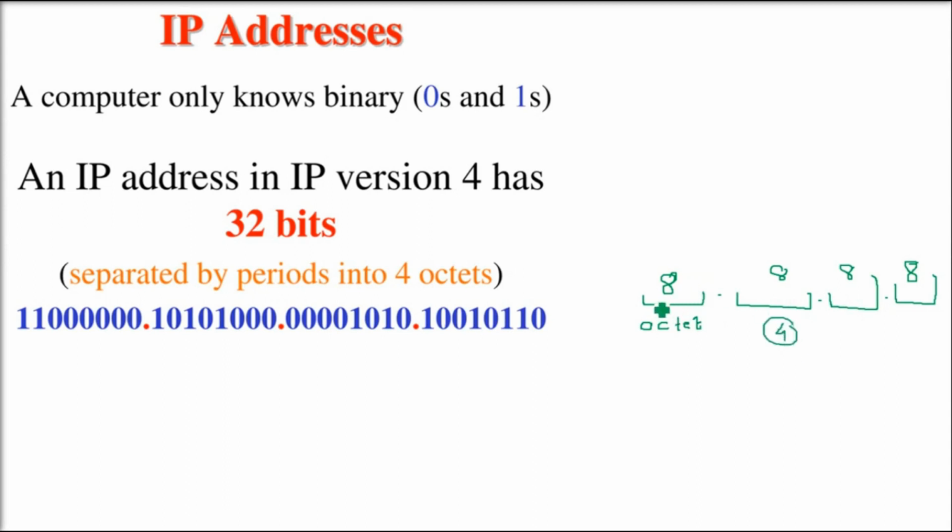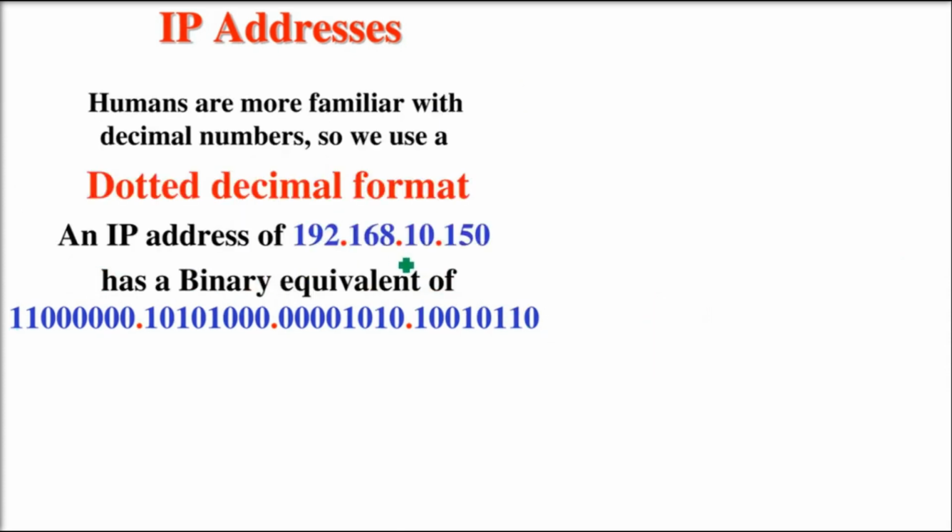There are 4 octets here. If you see here, 1, 2, 3, 4, 5, 6, 7, 8. These are 8 bits, the first octet. Second, this is a period. The second one is 8 bits again. The third one, 8 bits again. The fourth one, 8 bits again. In between we have a dot. So we have 8 bits, and in between they have 3 dots. So every 4 octets, 8 bits each, make 32.